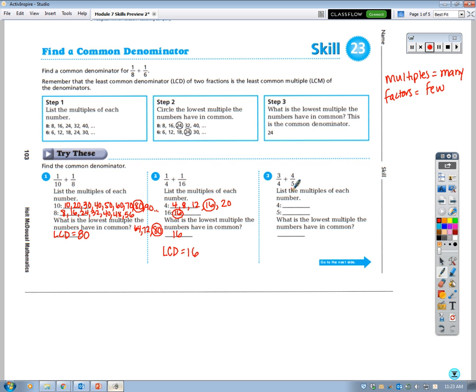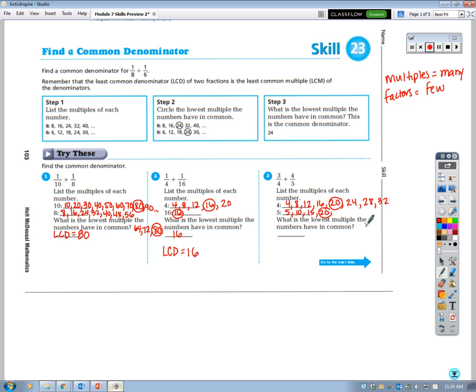So number 3, we're going to list the multiples of our two fractions here. We got 3/4 and 4/5. Multiples of 4 would be 4, 8, 12, 16, 20, 24, 28, 32, and so on and so forth. We're going to stop there. And then our multiples of 5: 5, 10, 15, 20, and I'm going to stop there because I can see that I've got the least common multiple of 20 in common.